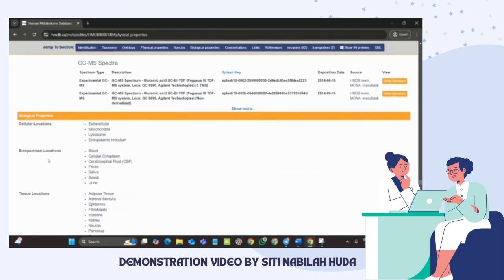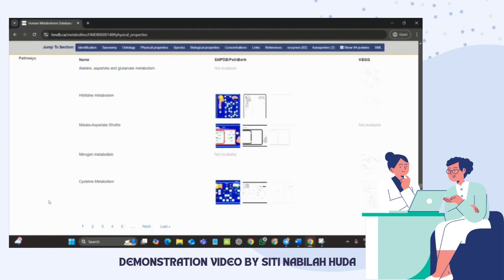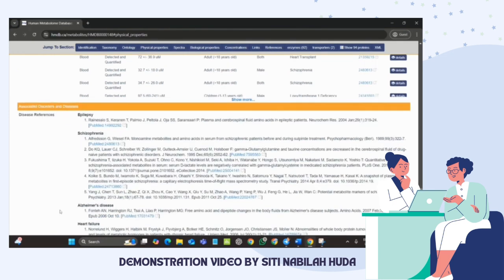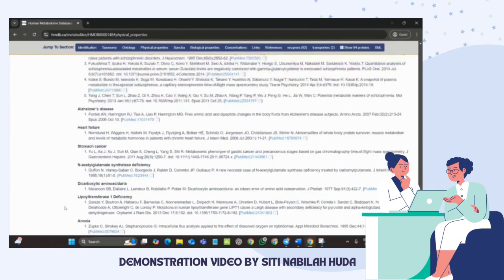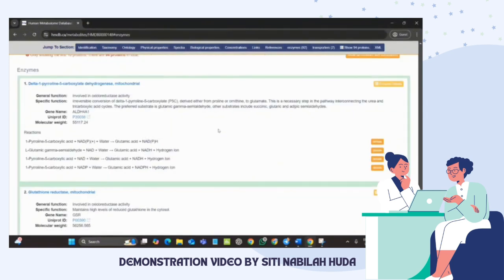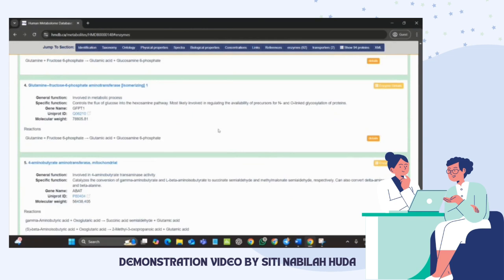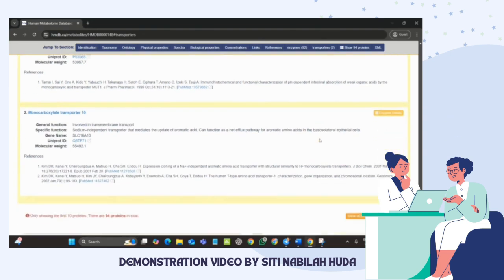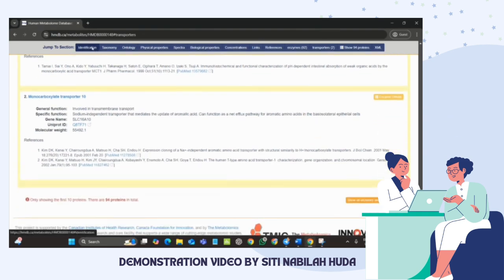There is also information on whether the metabolite is a biomarker for certain diseases. You can also find the details of enzymes that interact with the metabolite, whether as substrate, activator, or inhibitor. By navigating the HMDB website, you can explore many aspects in depth for any metabolite and understand its broader relevance to human health and disease.